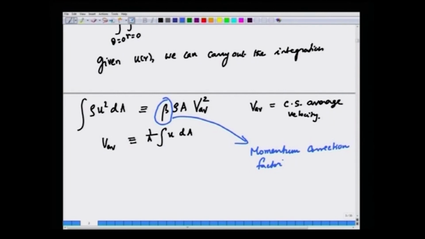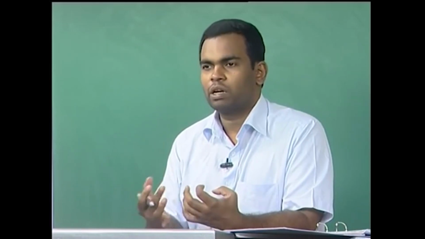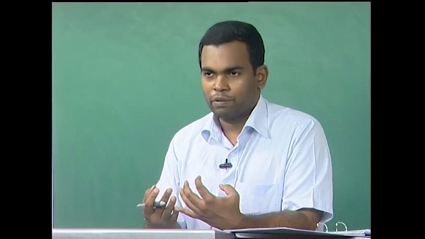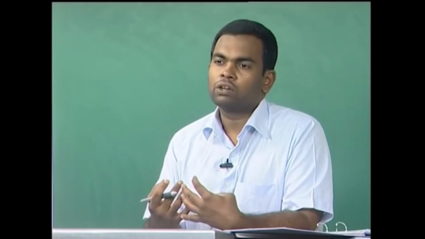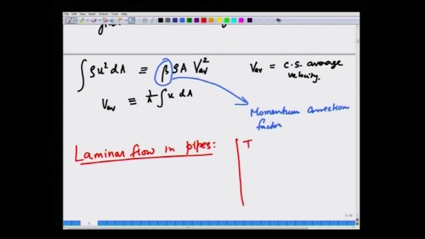So, instead of evaluating this entire integral, if we can evaluate this once and for all and write it in terms of an algebraic quantity, like the average velocity times a factor that accounts for the non-uniformity of the flow, then that will be very, very handy when we do integral momentum balances. So, in order to do this, we have to first calculate what beta is. Now, let me just do this for two cases. One is called laminar flow in tubes or pipes, and the other is for turbulent flow in pipes.